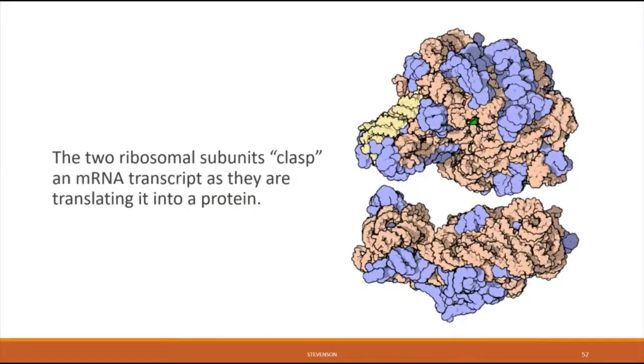What these two subunits do is they come together and clasp the messenger RNA transcript, and the mRNA will thread through between the two ribosomal subunits, and it will read the mRNA and translate it into a protein.